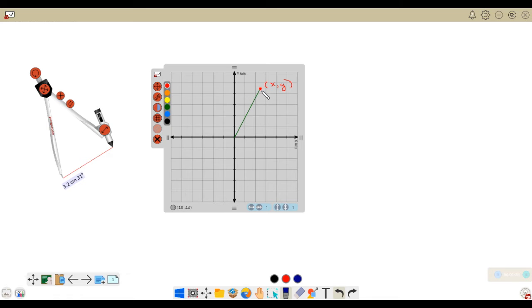So, from this point xy, we can draw a line perpendicular to the x-axis. So, ito yung line natin perpendicular to the x-axis. Or baguhin natin yung kulay para mas visible siya.